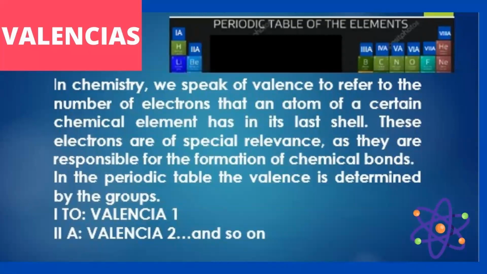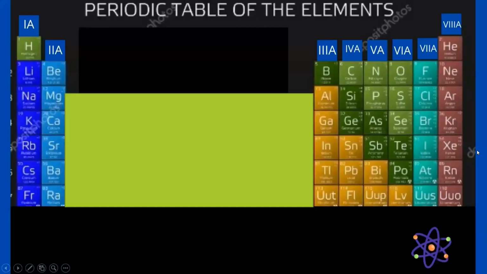In chemistry, we speak of valence to refer to the number of electrons that an atom of a certain chemical element has in its last shell. These electrons are of special relevance as they are responsible for the formation of chemical bonds. In the periodic table, the valence is determined by the groups: group 1A, valence 1; 2A, valence 2; and so on. We are only going to see the fixed valence groups, not those in the central part, which have variable valences. Those will not be covered for now.